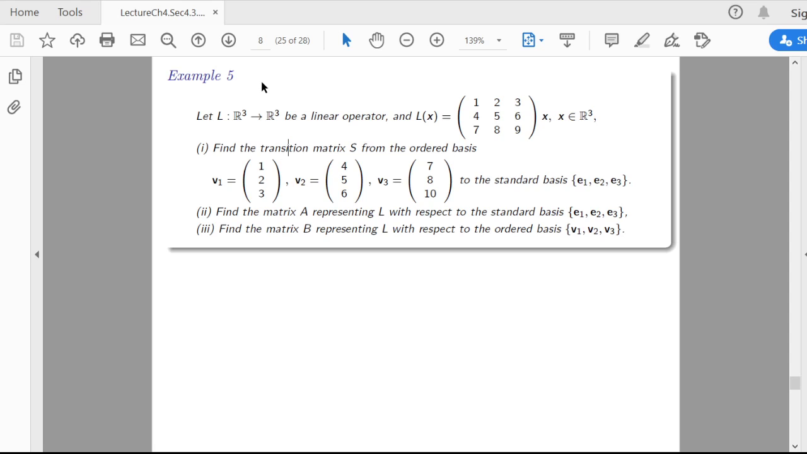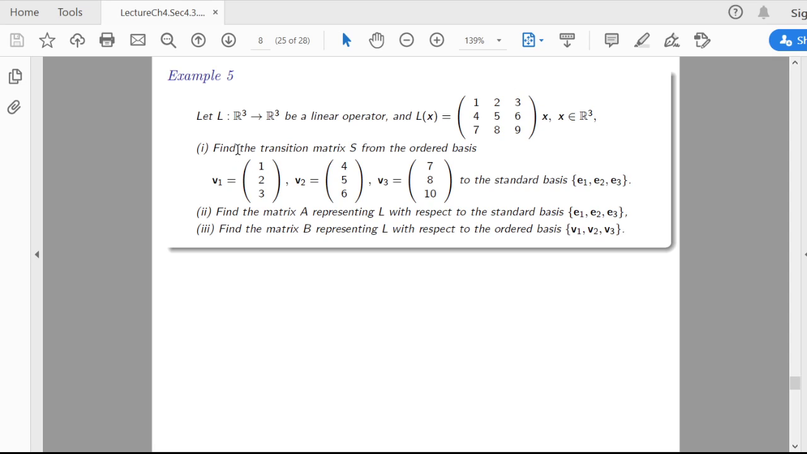Example 5 here, we consider linear operator from R3 to R3. And in this case, Lx equal to this matrix times x. We can show this is really a linear operator. And actually, in the first example of section 4.2, we had that kind of example here.